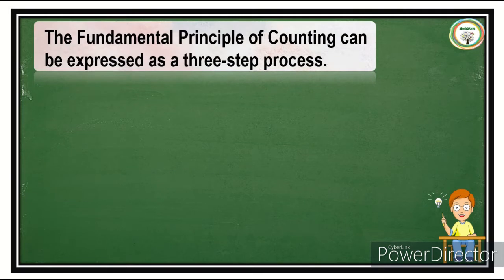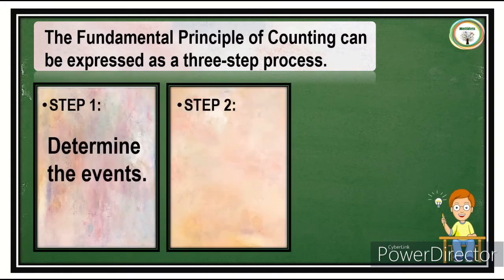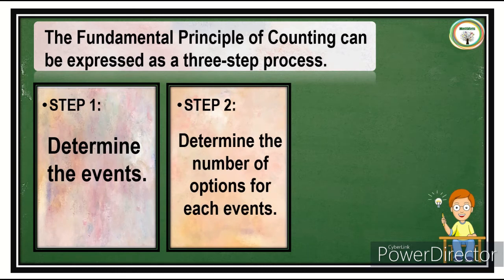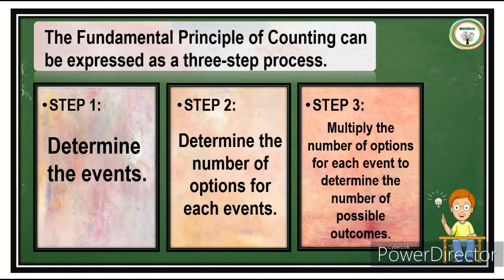So the fundamental principle of counting can be expressed as a 3-step process. First, determine the events. Second, determine the number of options for each event. And third, multiply the number of options for each event to determine the number of possible outcomes.